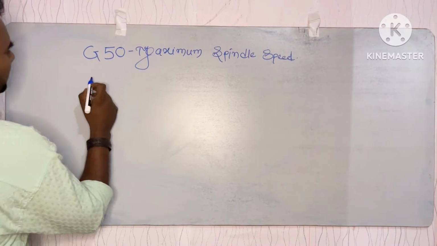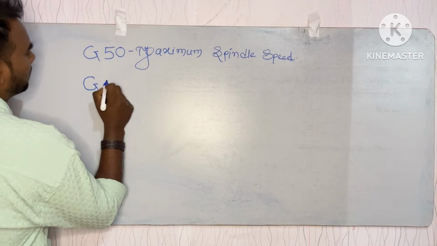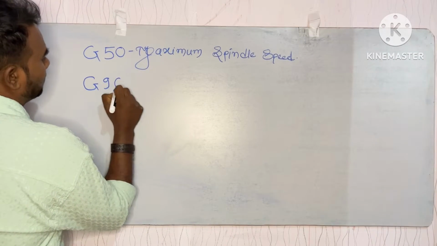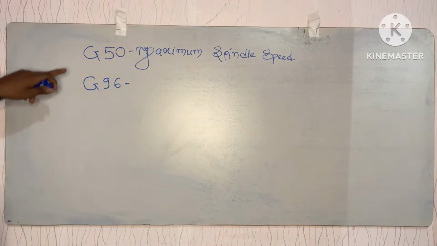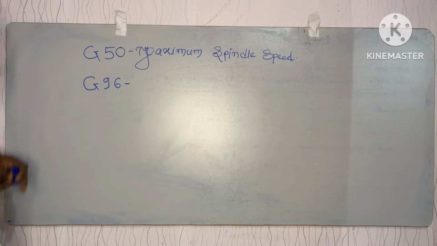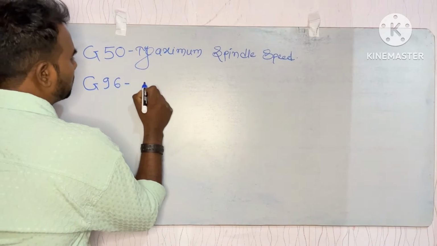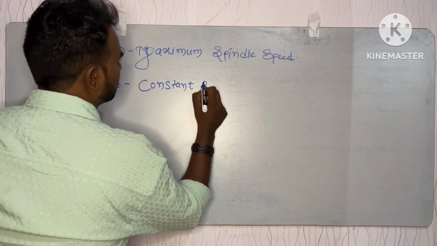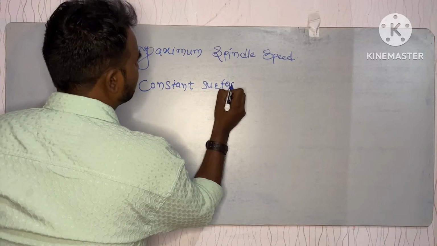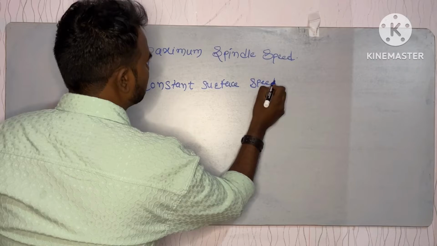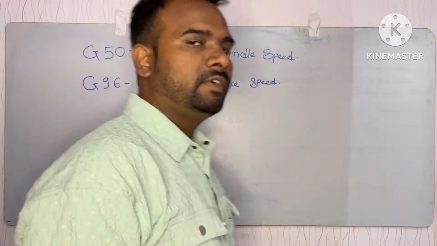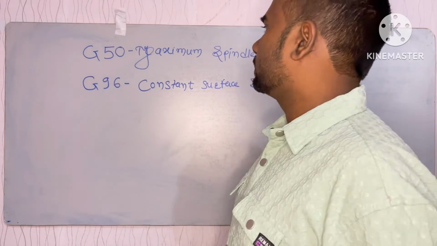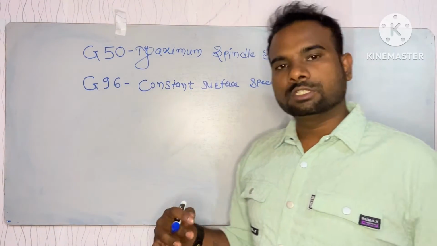Why are we learning randomly like this? Why are we not learning G54 after G50? Because we are learning G96, since these two codes are related to each other. G96 means constant surface speed. And whenever we use G96, we have to use G50 to give the maximum RPM to the spindle.